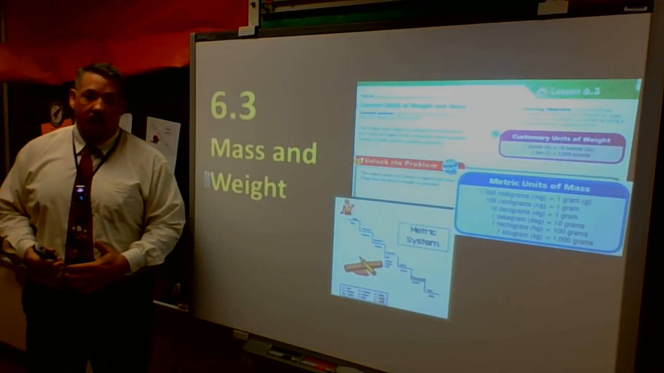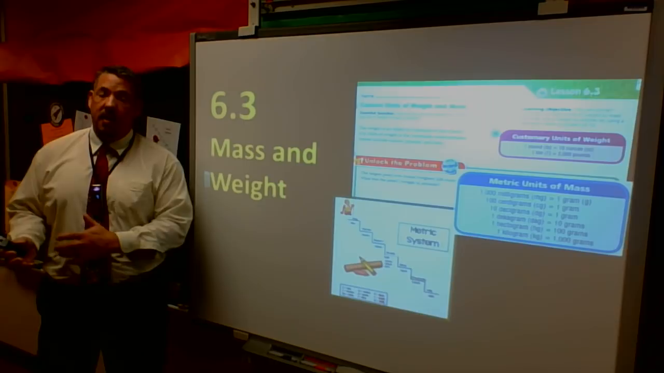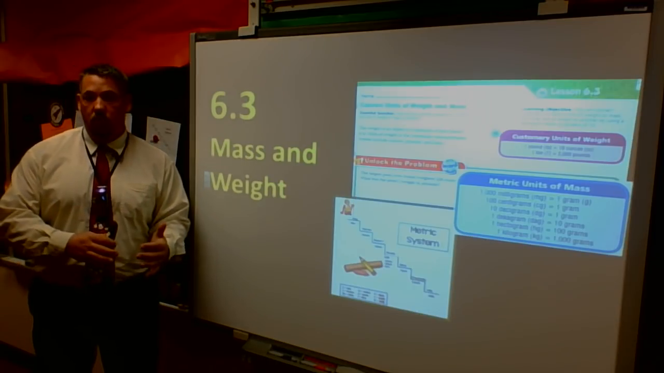We're going to continue on in chapter 6, lesson 3, the idea of converting things from one measurement to another.